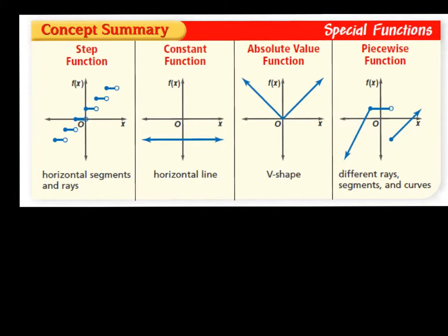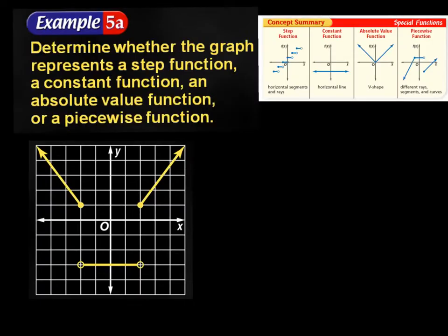A step function, we've got just a bunch of rays or segments. Constant function, horizontal line. Absolute value function looks like a V. And the piecewise function, we have different rays, segments, and or curves. Determine whether the graph represents a step function, constant function, absolute value function, or piecewise.